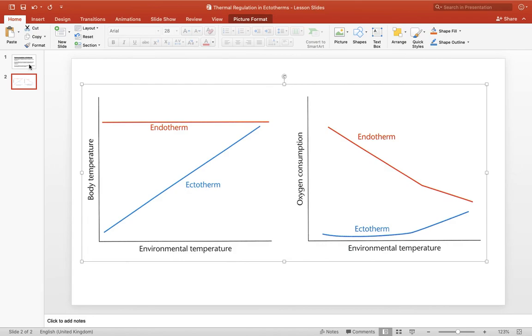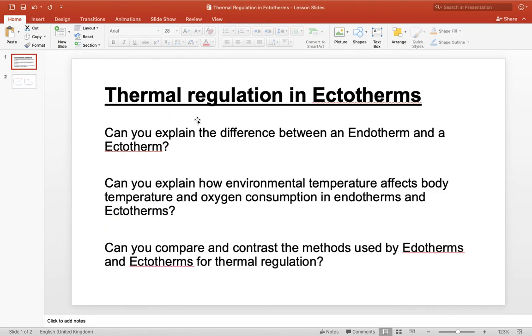So, you should now be able to explain the difference between an endotherm and an ectotherm. You should be able to tell me how environmental temperature affects body temperature and oxygen consumption in endotherms and ectotherms. And you should be able to compare and contrast endotherms and ectotherms.